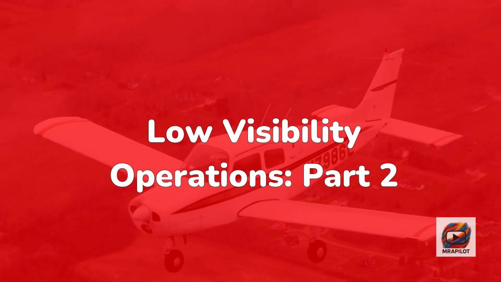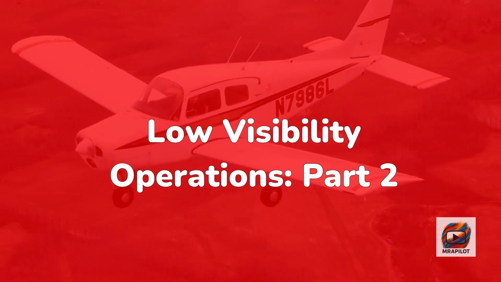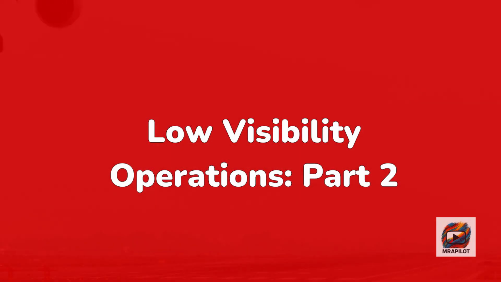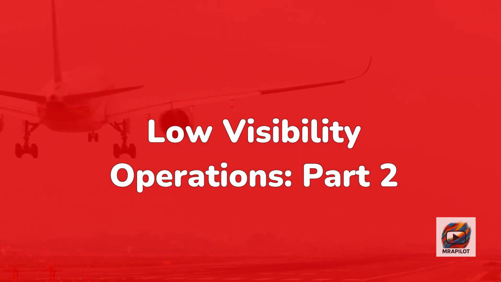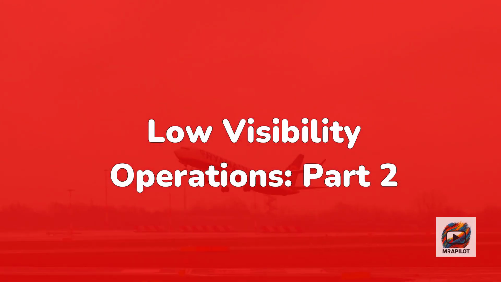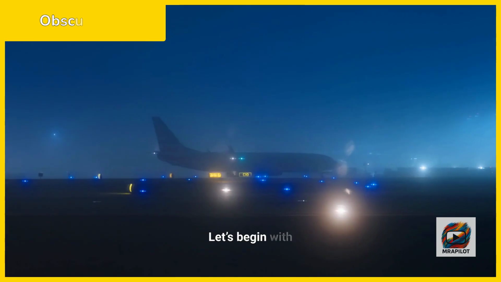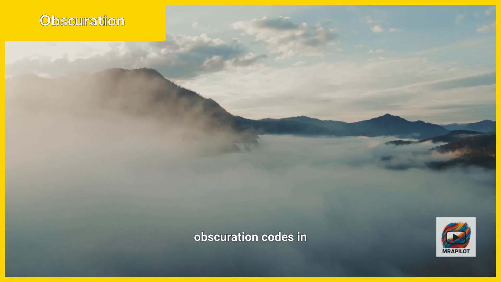Welcome back. In part 1, we broke down what visibility is, how it's measured, and how it impacts both VFR and IFR operations. In part 2, we're going further. You'll learn about obscuration codes, ATC considerations, and how to handle low visibility operations like a pro. Let's begin with obscuration codes in METARs.